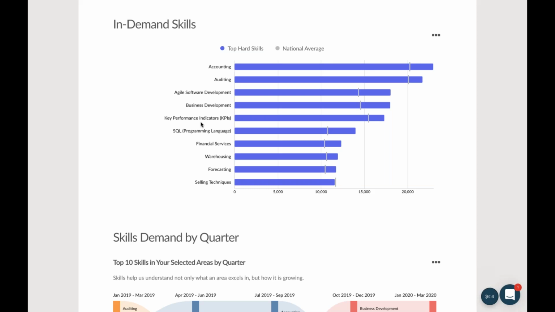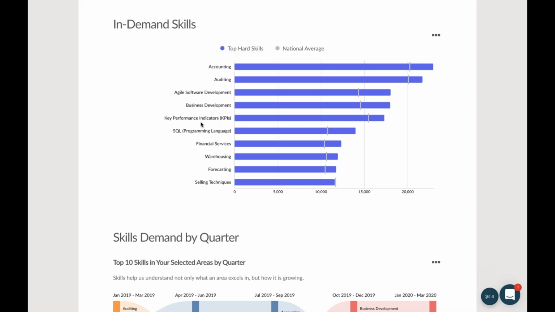The next couple of sections within this report are job posting data. We get this by scraping thousands of job boards across the UK, and then we aggregate this to give you the top skills. This is regardless of industry or occupation. This is just looking at the top skills which were mentioned in job postings over the past 12-month period.